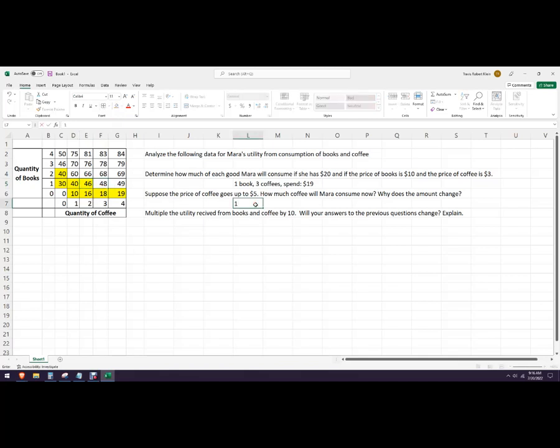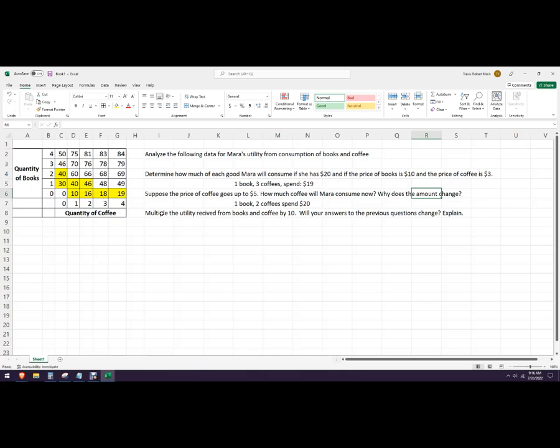So now it's 1 book and 2 coffees that gives the highest utility level, and she's going to spend $20 exactly. Why does the amount change? Because now coffee's more expensive, so she can't get that third cup of coffee. So she cuts back to 2. She gets less total utility. It's not as good for her.